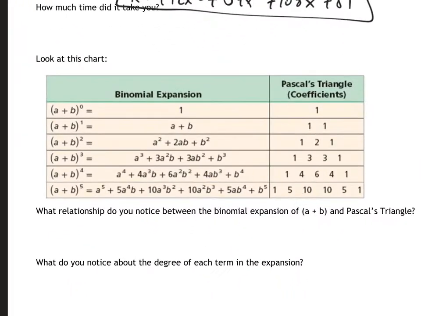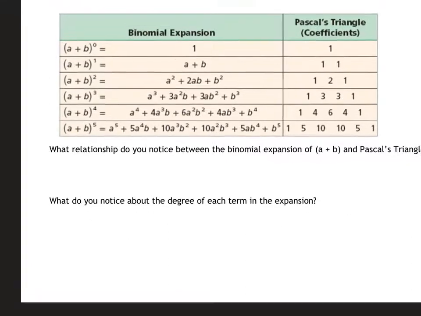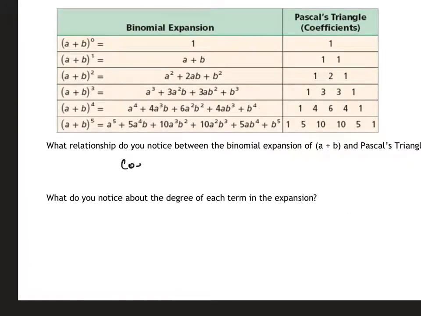So let's look at this chart. Binomial expansion, a plus b to the 0 power. I have all of these down. You can kind of look at them. On the right side is Pascal's triangle, different coefficients. So remember I told you it starts with the second row is row 1, then the third row is row 2 because the first one is row 0. So what relationship do you notice between the binomial expansion on the left and the right? So if you look at that, that is the coefficients. So the coefficients are your Pascal's triangle components.